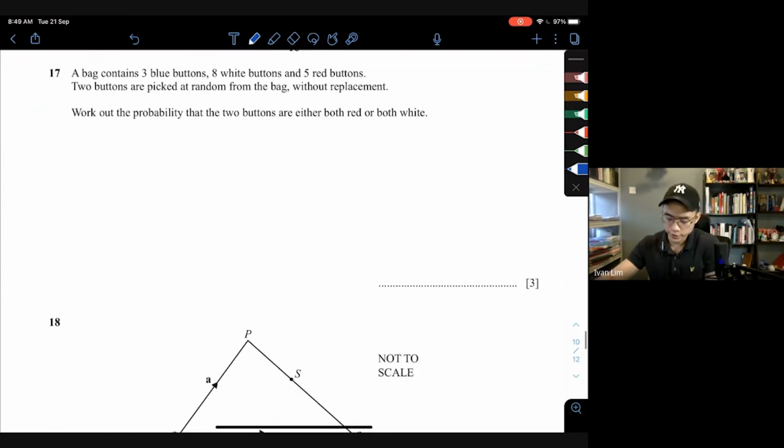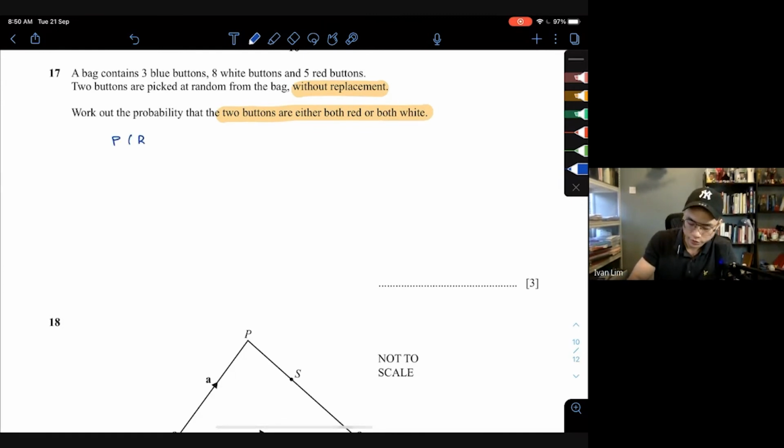Question 17. Probability question. A bag contains 3 blue buttons, 8 white buttons, and 5 red buttons. 2 buttons are picked at random from the bag without replacement. So this is one of the conditions. Work out the probability that the 2 buttons are either both red or both white. So the probability that we want to find is red then red, or white then white.